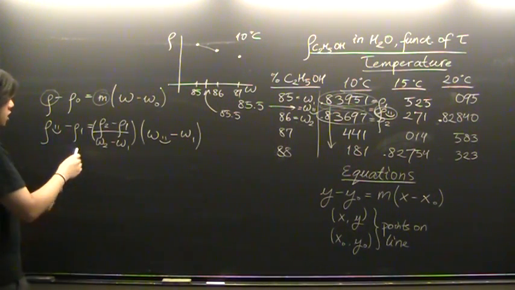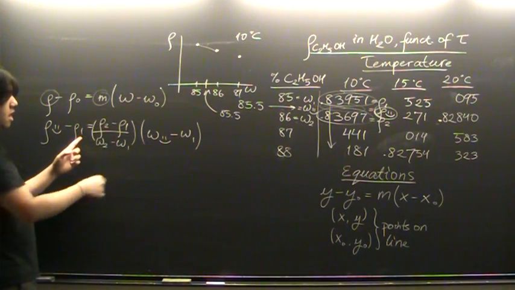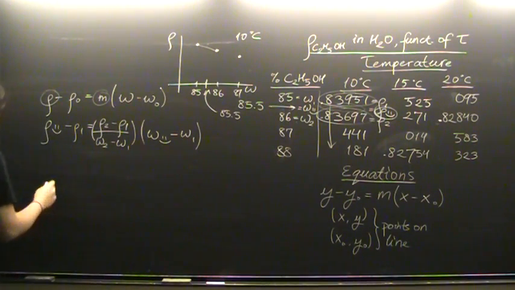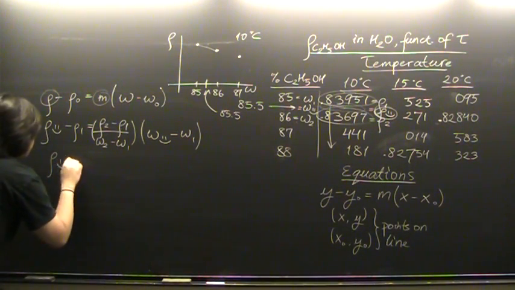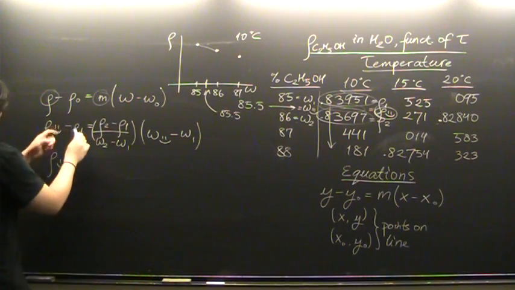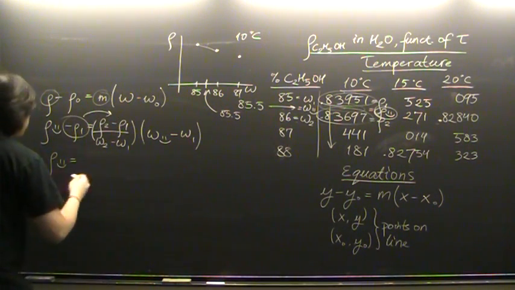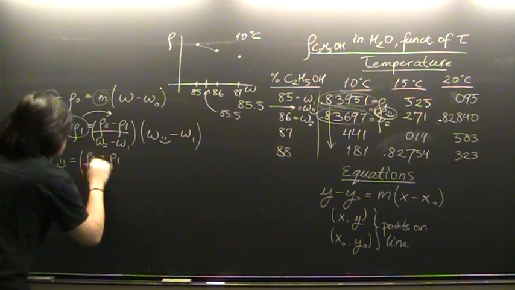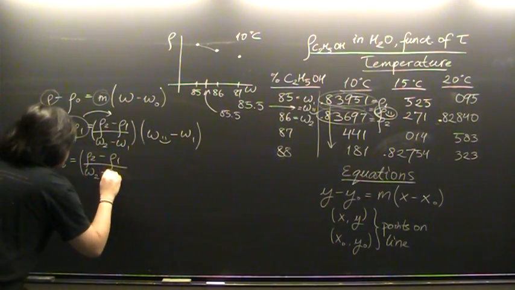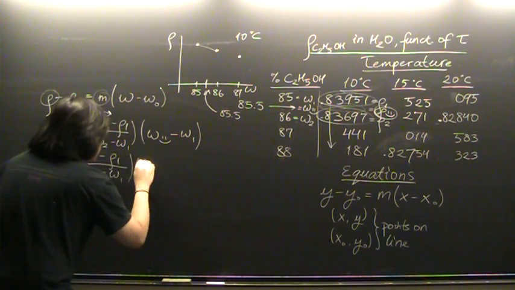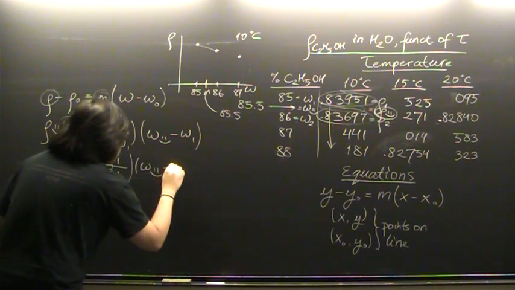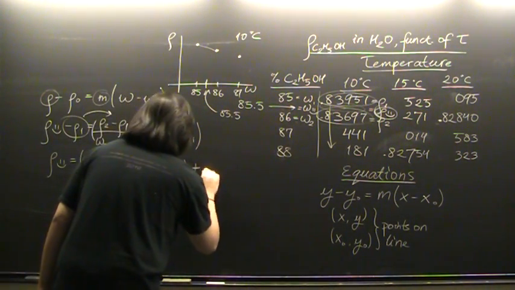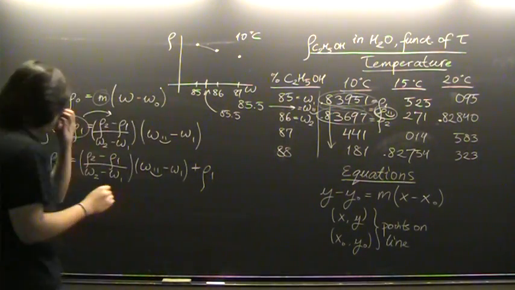Cool. So everything with a number at the bottom and w smiley face we already know. So we can solve for rho smiley face. It means rho smiley is going to be equal to, just move this guy to the other side, rho 2 minus rho 1 over w2 minus w1, the entire thing times w smiley face minus w1, also plus rho 1. And that's it.